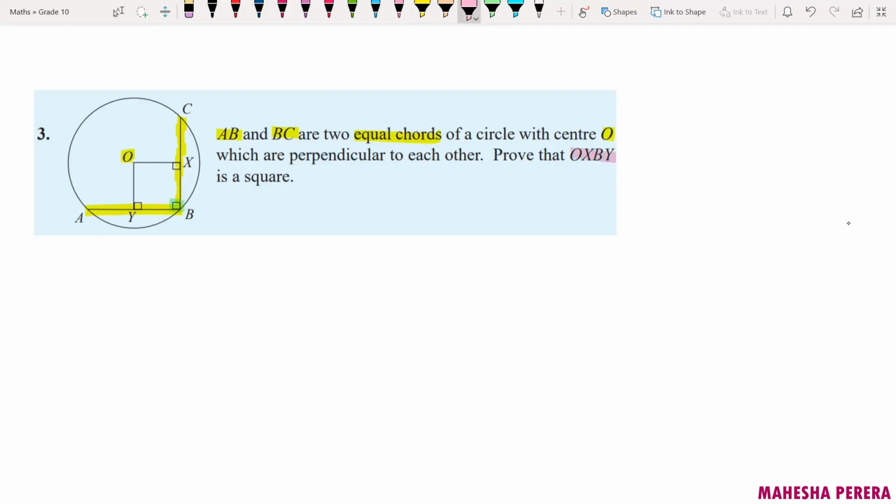And then we need to prove that OXBY is a square. Here is our OXBY square. Actually, we should call this a quadrilateral now.